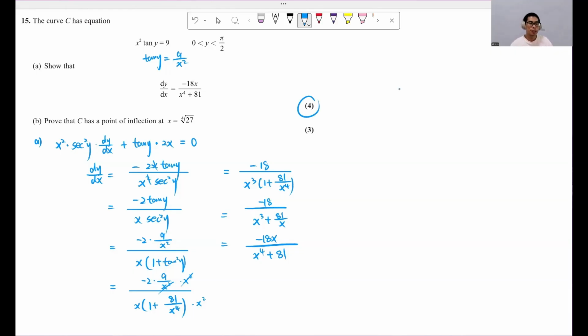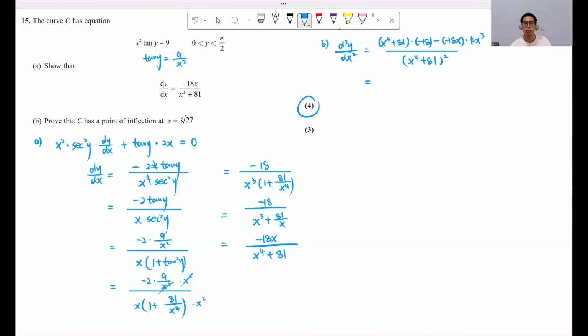And then part B. Prove that C has a point of inflection at x equal to the 4th root of 27. So for a point of inflection, we need the second derivative. So I will differentiate this again. So the second derivative, we use the quotient rule because it's a quotient. So square the denominator, v squared, and on top would be v times du over dx, which is negative 18, and then minus negative 18x times the derivative of v, which is 4x cubed.